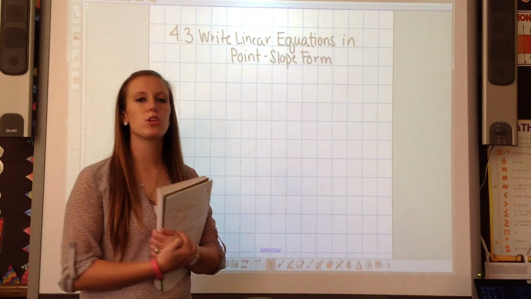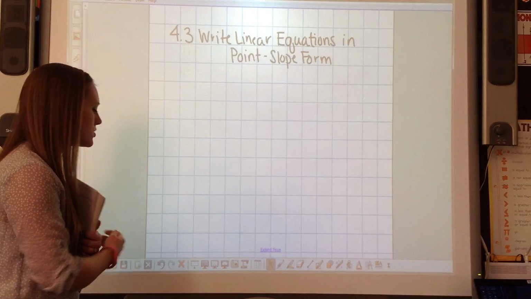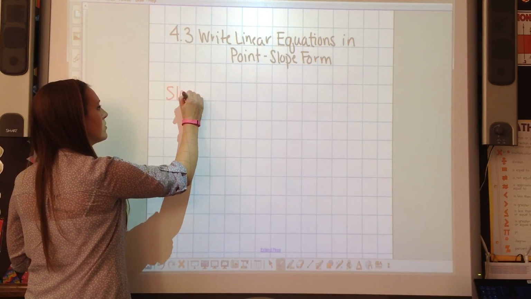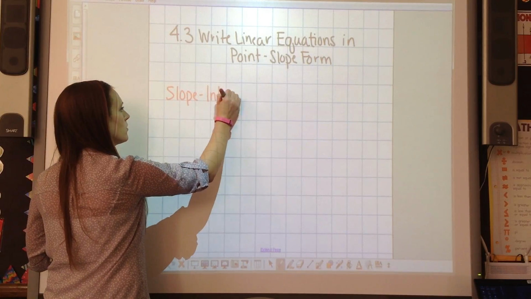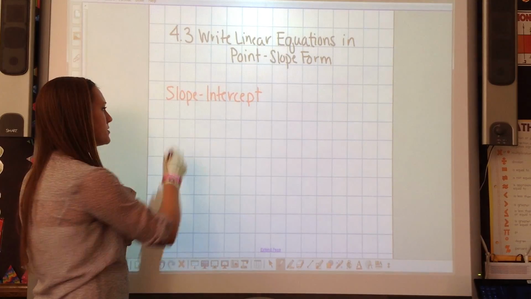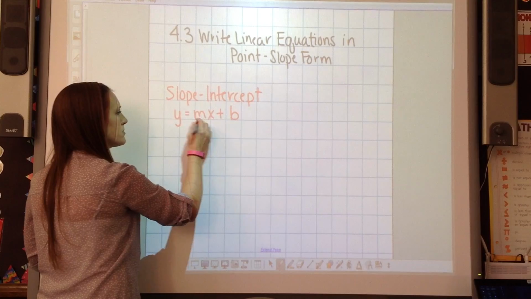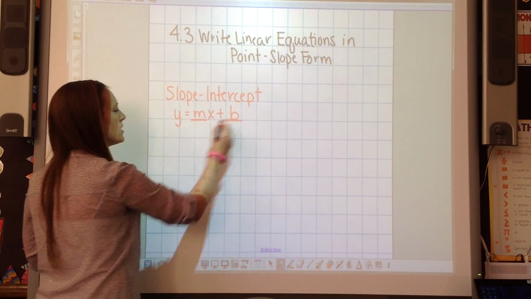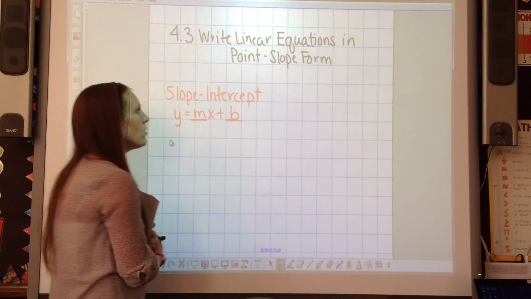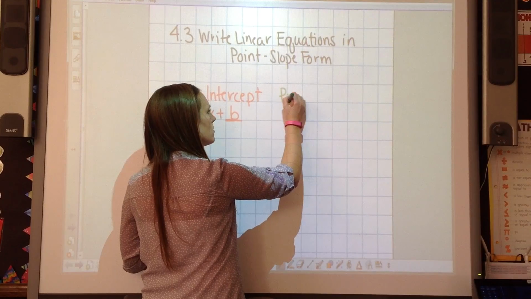In this lesson, we're going to learn another way to write an equation. We're going to learn a different form. So we're used to using slope-intercept form. Slope-intercept form is when they give you a slope and an intercept. We replace the m and the b, and then the y and the x stay the same. Now in this lesson, we're going to be using point-slope form.